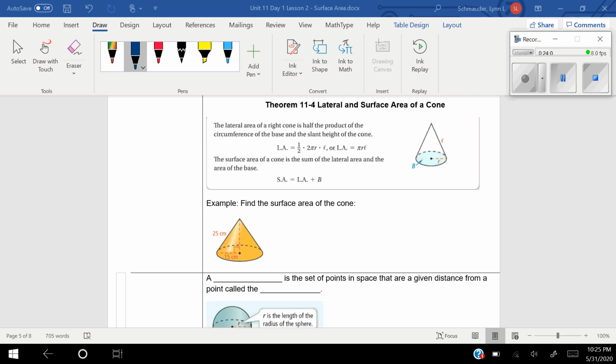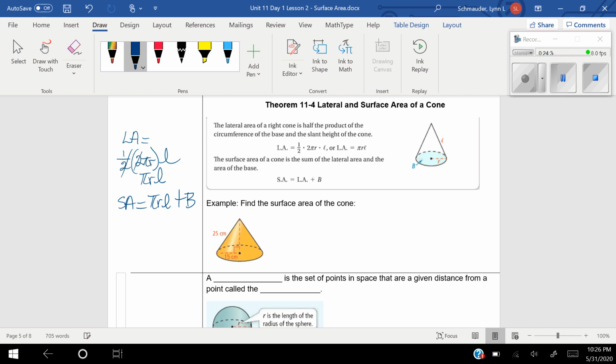Okay, sorry about that. So the lateral area of the cone is half the product of the circumference times the slant height. So what you've got is half times the circumference, which is 2 pi r, times the slant height. Well, the half goes away, so what you've got is pi r L for the lateral area. And of course, for the surface area, you're going to have the lateral area plus the area of the base, which is going to be pi r squared.